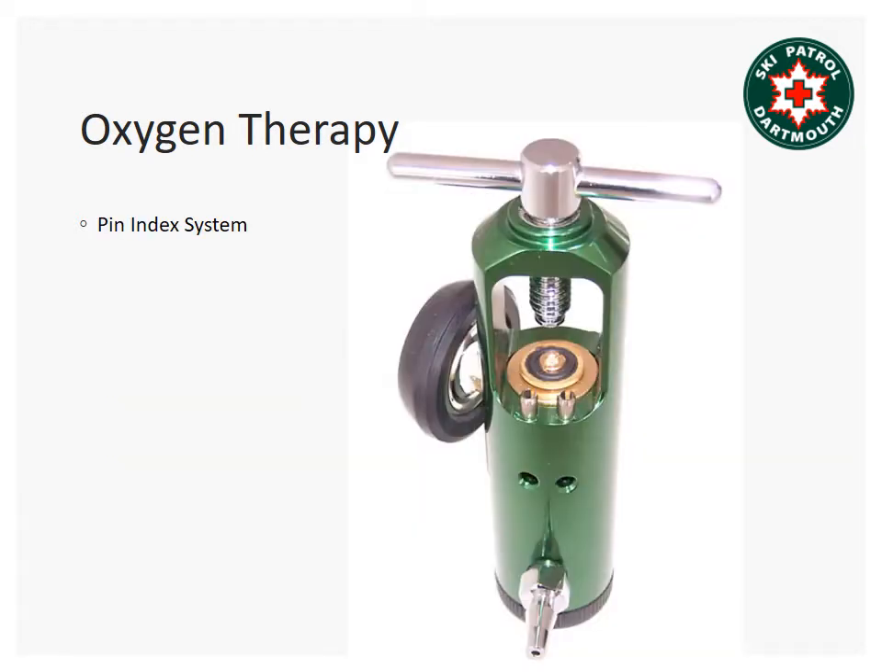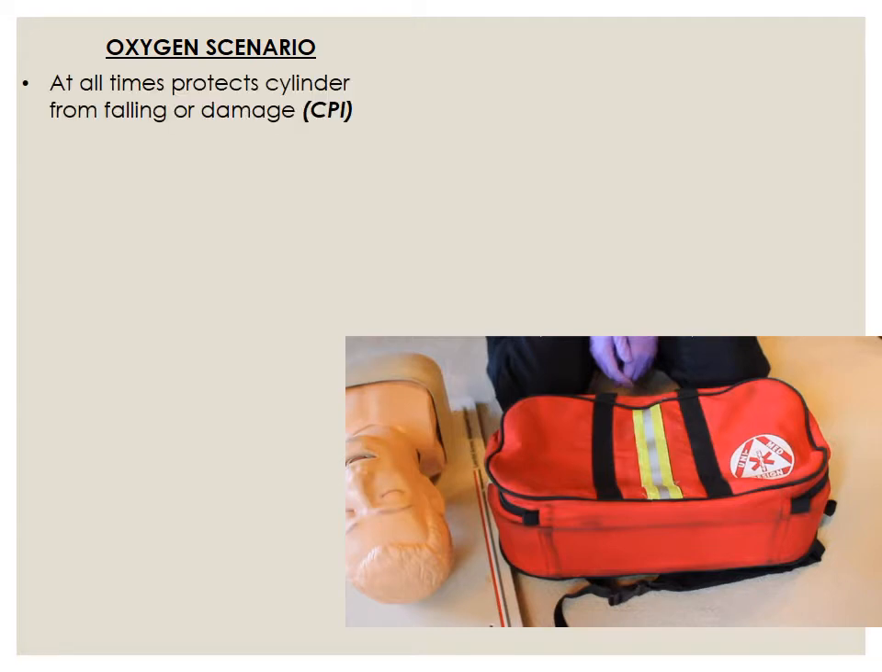Compressed gases commonly use a pin index system for safety to be sure that the regulator being used is compatible with the gas in the cylinder being used. For oxygen, it should look like this. In the center is the inlet where the oxygen flows into the regulator. That should be surrounded by an O-ring, which should always be present intact and undamaged. You have two parallel pins, which should correspond to the holes on the cylinder that you are using. Different types of gases will have different patterns of pins and inlets. At all times, protect the oxygen cylinder from falling or damage.